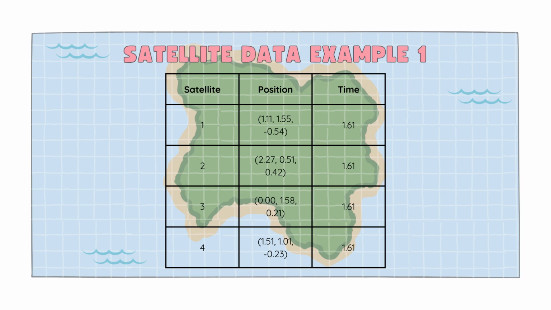Here is our example satellite data. We can see that it has 3 columns and 5 rows. The first column has the data about which satellite we are talking about. The second one, the position, and the third, the time.